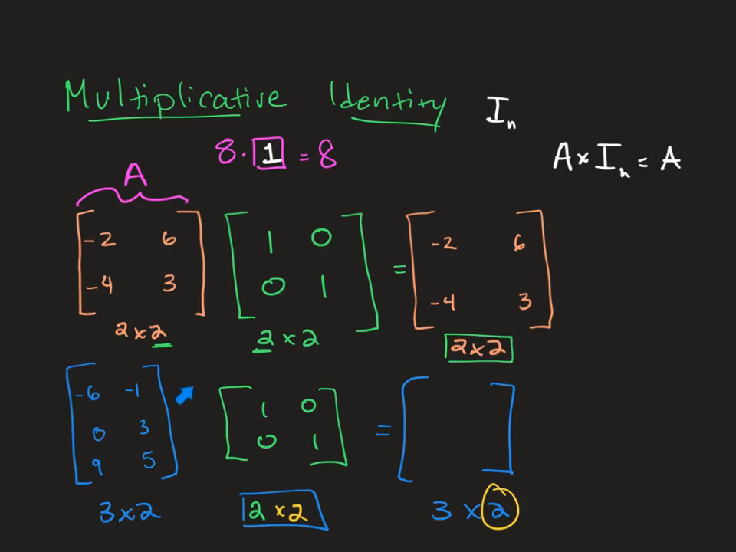Negative 6 times 1 plus 0, sure, that gets us negative 6. Then negative 1 times 0 plus negative 1 times 1, hey, that gets us, or sorry, I did that wrong. Negative 6 times 0 plus negative 1 times 1. That would get us negative 1. And if you keep going through, you're going to see that you get the exact same matrix out.